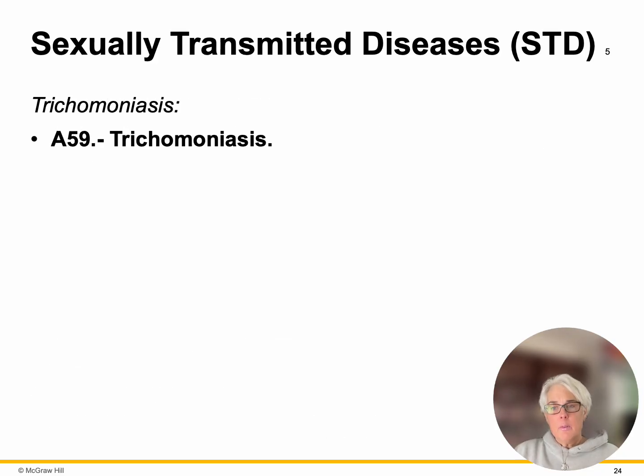Trichomoniasis is a protozoal infection that can appear in the vagina or the urethra. When I see that in the chart, I'm going to look for A59 and for the language that tells me the site of infection. Sometimes patients are asymptomatic and the infection is found through screening. That's going to impact how I sequence screening versus a diagnosis code.